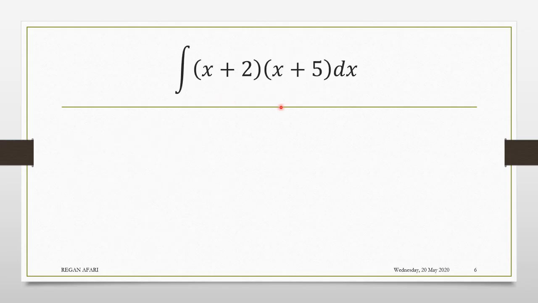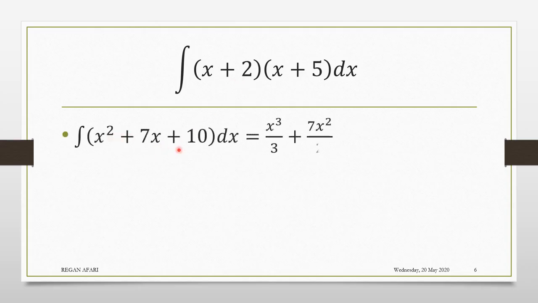Now when you are given this to integrate, I would advise you to expand this bracket, okay? So x times x will give you x squared, x times 5 will be 5x, 2 times x will be 2x, 2 times 5 will give you 10, right? So you have x squared, and then you have 7x plus 10, okay? So that is what we have. Now we can integrate this.